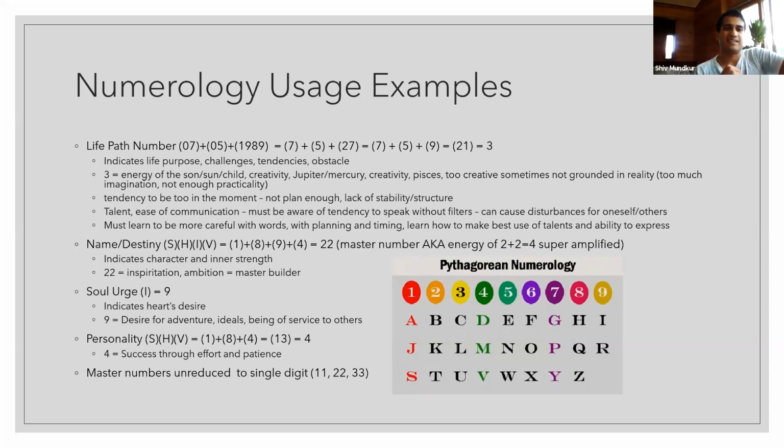And then the last number that we're going to be calculating is your personality number. This is calculated by taking all of the non-vowel letters in your name, all consonants, and adding them up. So S, H, and V: 1, 8 plus 4 is 13. 1 plus 3 is 4. So for me, 4 is my personality number.